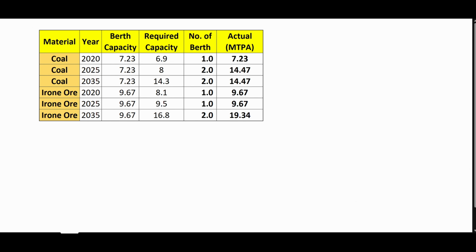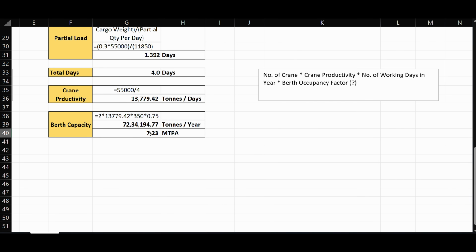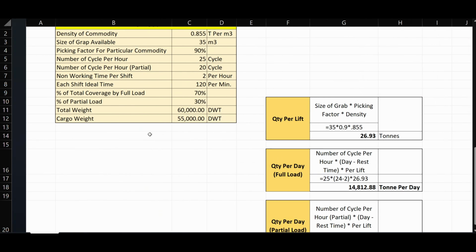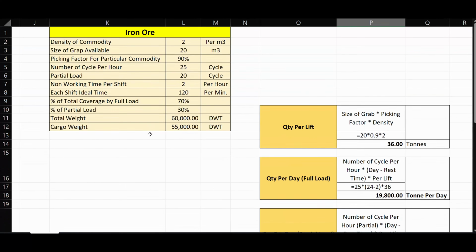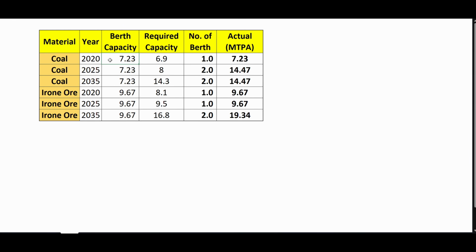Now we move to the final phase of this numerical, which is berth planning and capacity comparison. Here we already calculated the berth capacity of the two materials, 7.23 for coal and 9.67 for iron ore. Now the objective is to compare required capacity with available capacity and determine how many berths are needed in the future years. Let's start with coal.